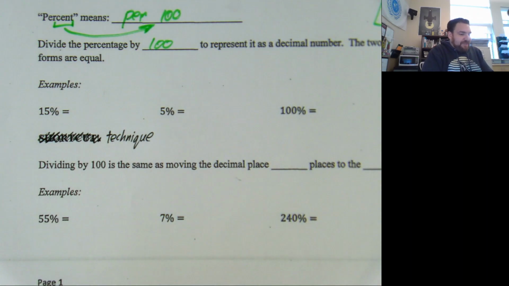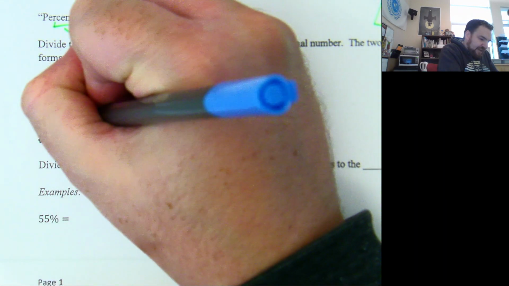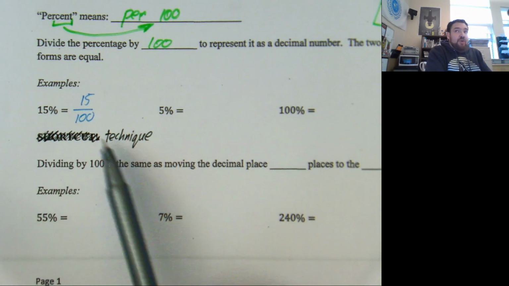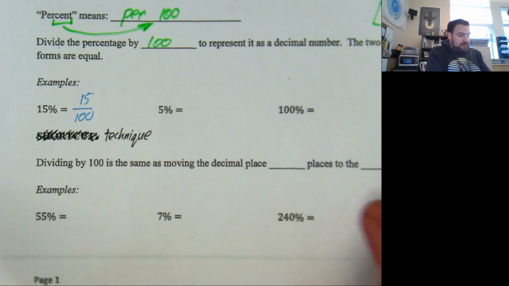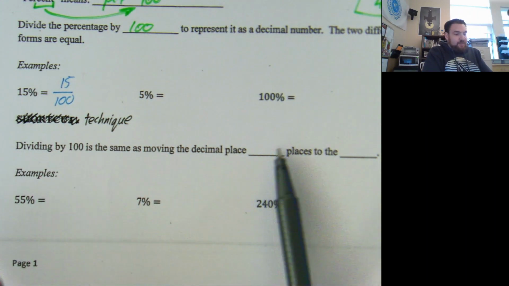Okay, here we go. So this is going to become 15 over 100. Everything here is percent, which means per 100. There is a technique that we use when dividing by 100. Dividing by 100 is the same as moving the decimal place. How many places, which way?